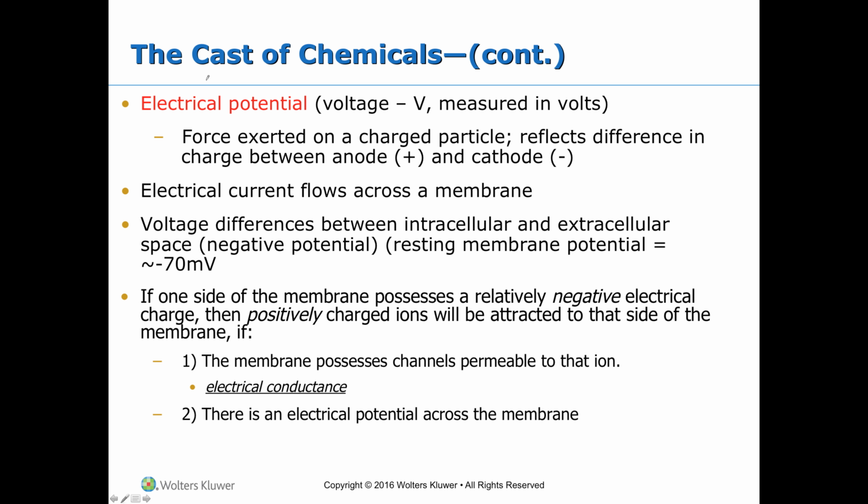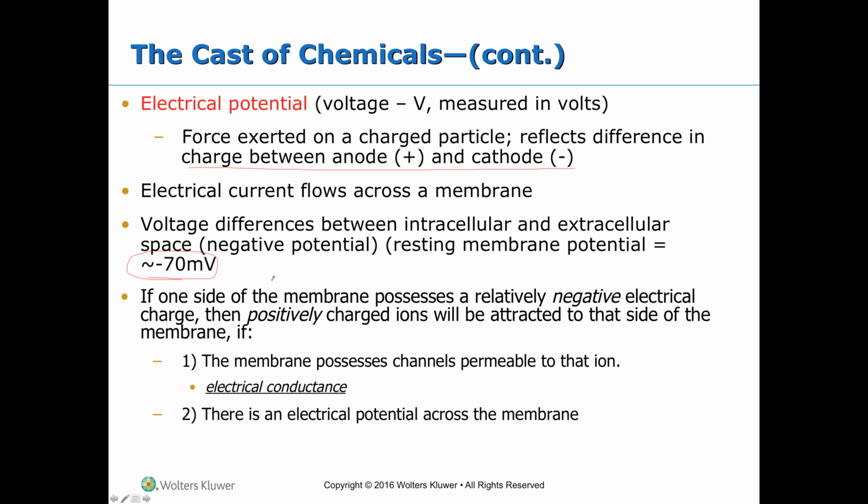Now, electrical potential is measured in volts, and this is voltage. This is the force exerted on a particular charged molecule, and this reflects the difference in charges between the anode and the cathode. The electrical current flows across a membrane. Now, voltage differences between the intracellular and extracellular space result in a resting membrane potential of negative 70 millivolts.